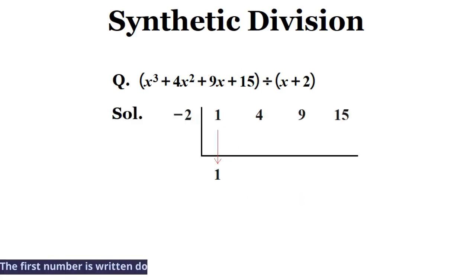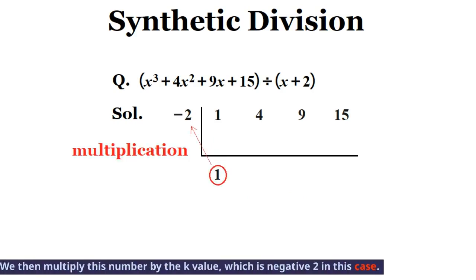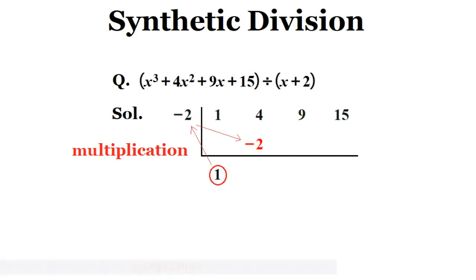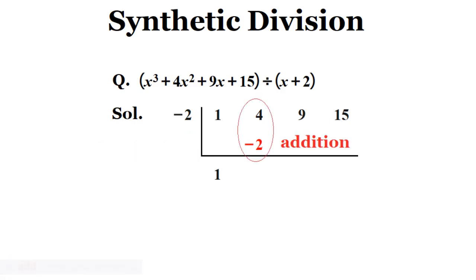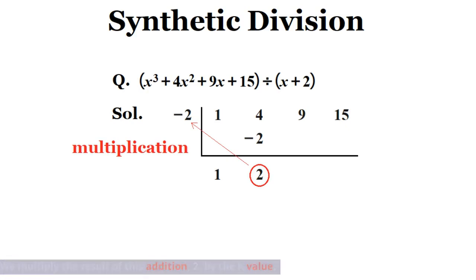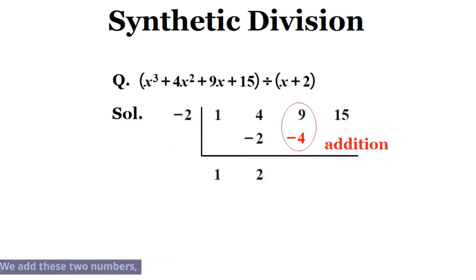The first number is written down as is. We then multiply this number by the k value, which is -2 in this case. We write the result of this multiplication below the second number. We add these two numbers, and write the result below the line. We multiply the result of this addition, 2, by the k value, and write it below the third number. We add these two numbers, and write the result below the line.